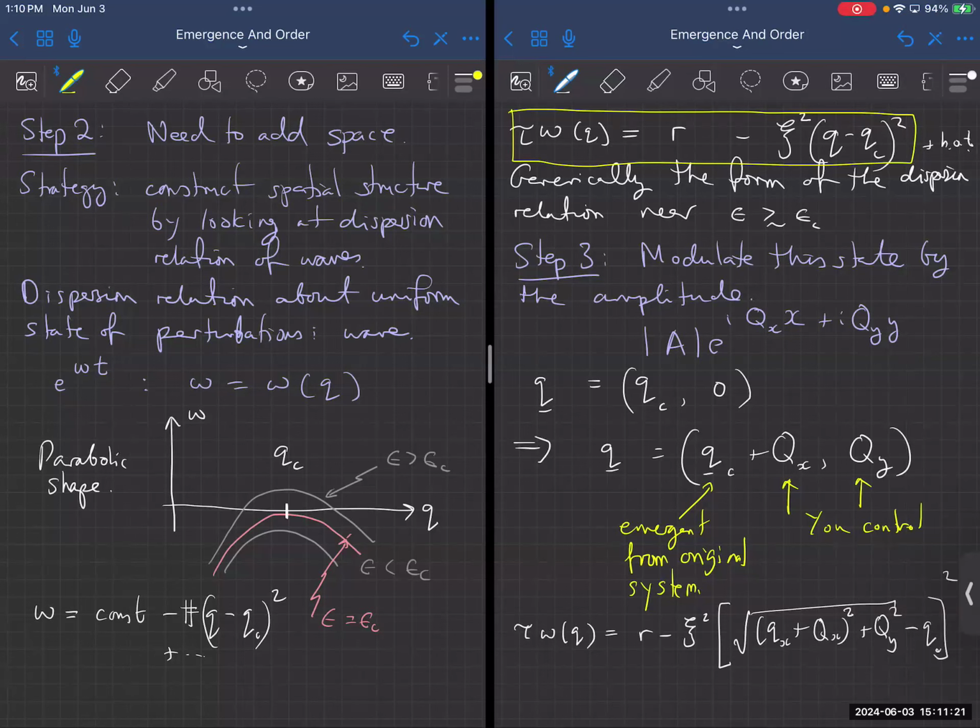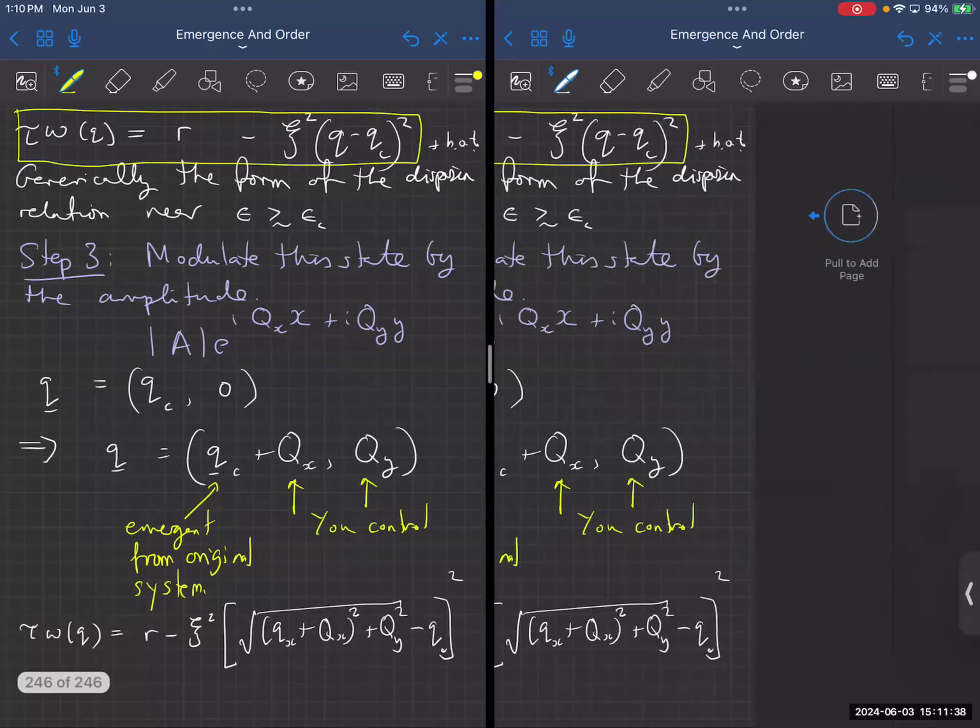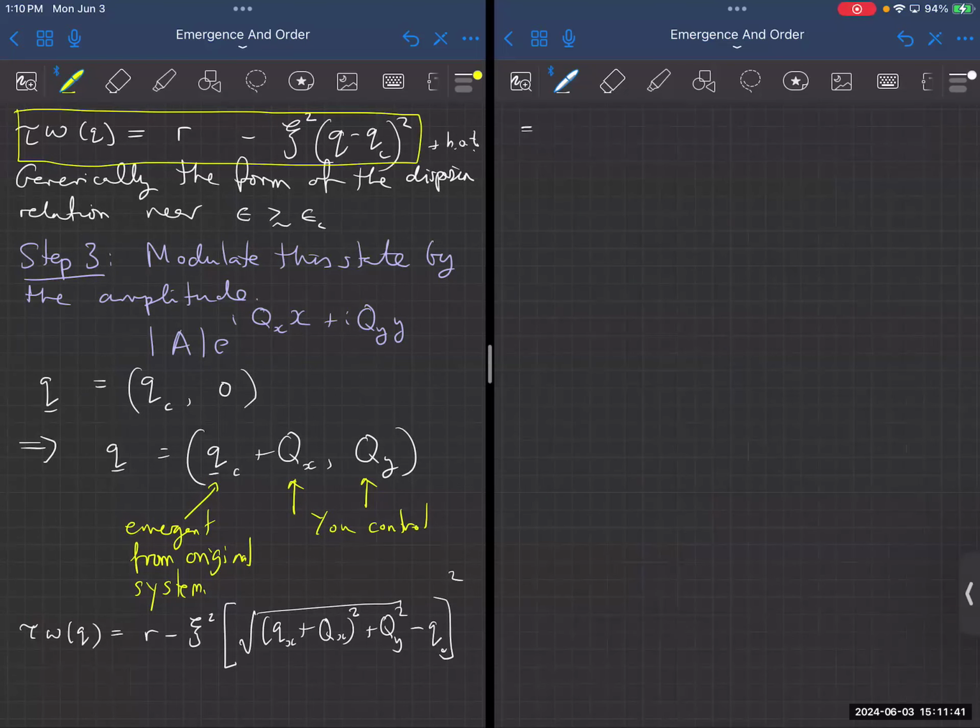So that's what's up here. So the magnitude of Q is just the square root of those things I wrote down, and so therefore I can say that this is equal to R minus psi squared into QY squared over 2 QC plus QX all squared.